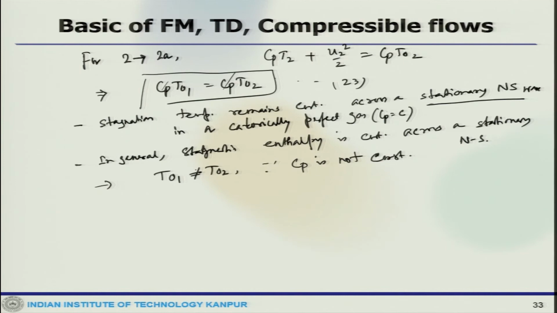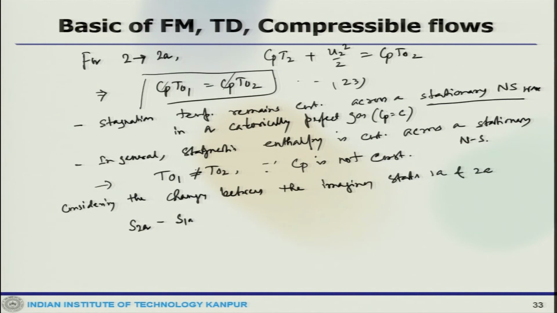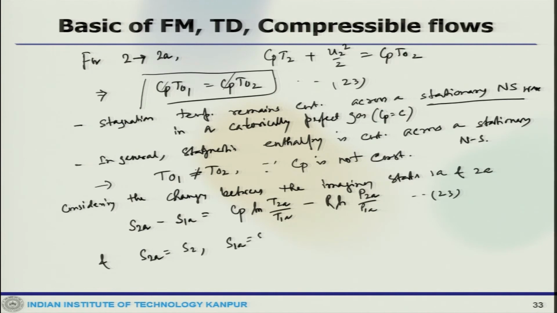Now, considering the changes between the imaginary states 1a and 2a, S2a minus S1a is Cp ln T2a by T1a minus R ln P2a by P1a, and what we have is S2a is S2, S1a is S1, T2a is T1a equals T naught, and P2a is P naught 2, P1a is P naught 1.